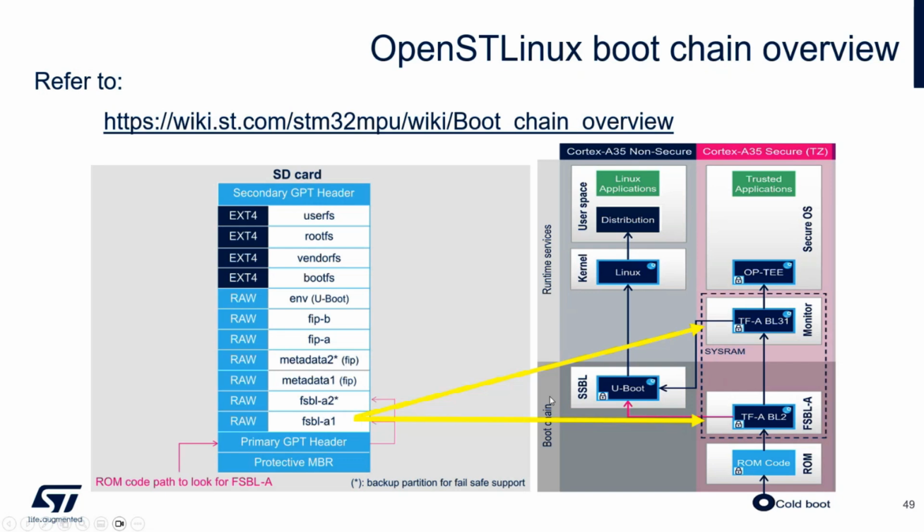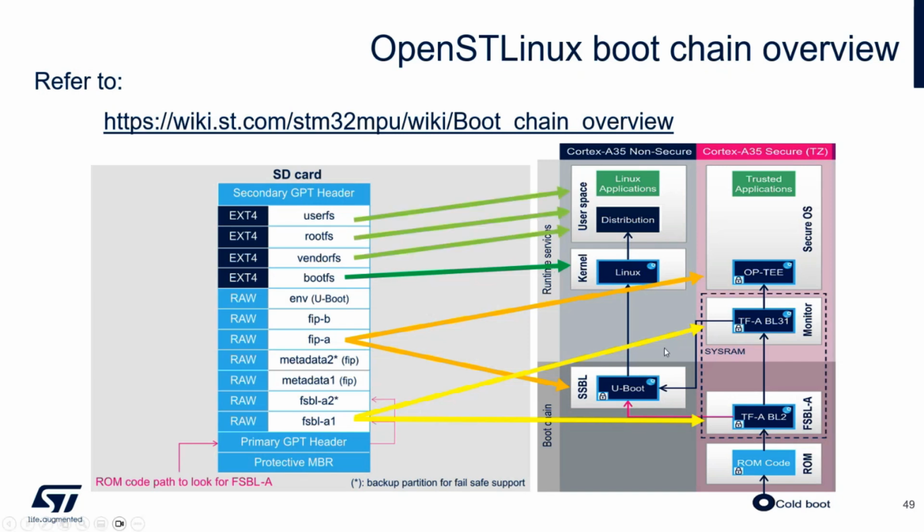So here we have the first stage bootloader. Then after we have the FIP, which is U-boot and OP-TEE. And then after we have the bootfs with the kernel. The bootfs contains the kernel, and the kernel after will attach all these file systems, mount all these file systems to be visible from the user space.